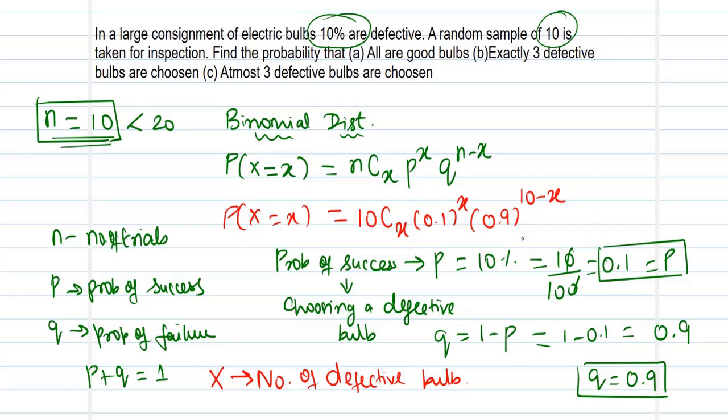Now once this formula is fixed, we are ready to key it in. Please go through the calculator tips and how to feed your calculator with this expression, so that we will be able to use the same expression again and again and obtain the required result. The first question now asks us, all of them are good bulbs. What is the probability that all of them are going to be good bulbs? The problem has been defined for defective bulbs. So when you want a good bulb, then what is going to be the case?